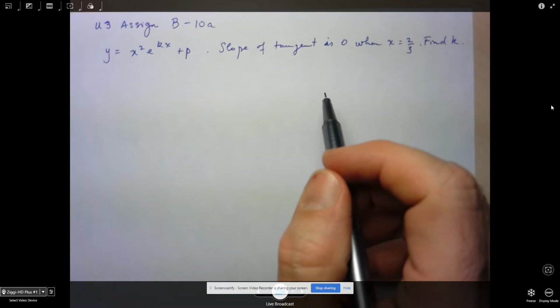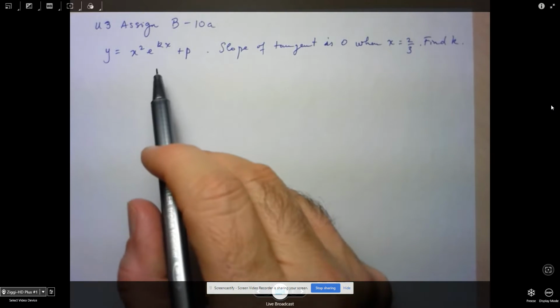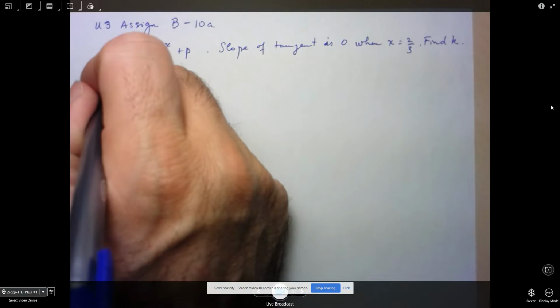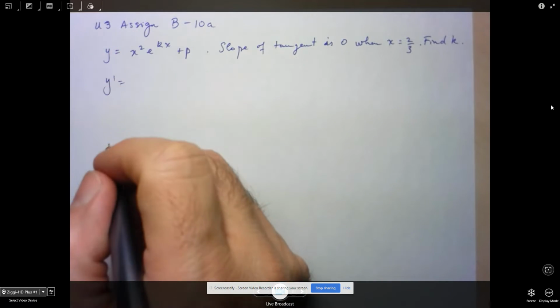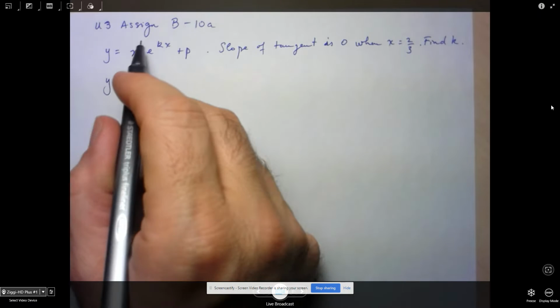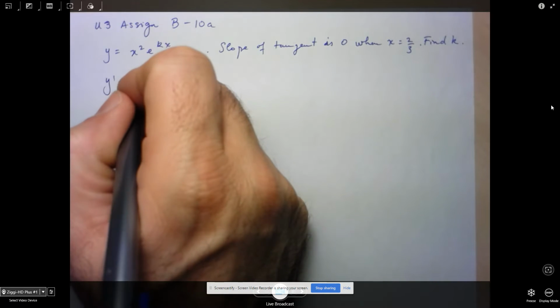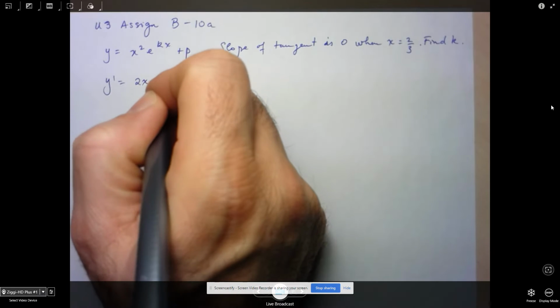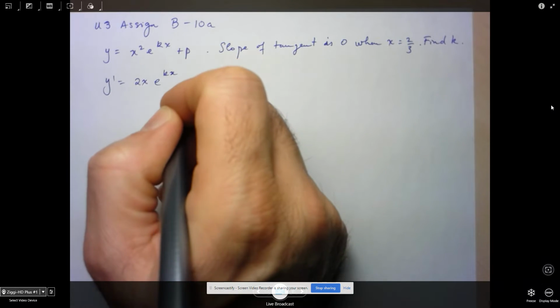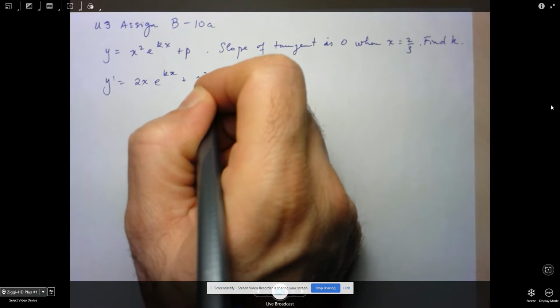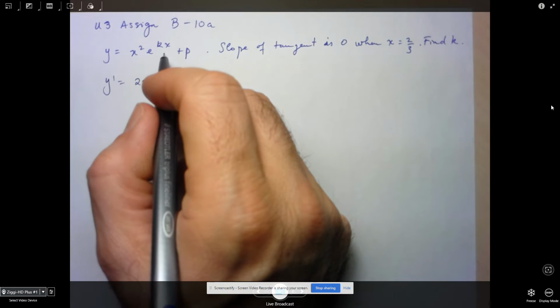Since they're giving us information about the slope of the tangent, we're going to be working with the derivative. So we'll start by taking the derivative of this function. We'll have to use the product rule in the first part. So the derivative of x squared is 2x times the second function, e to the kx, plus first function x squared times the derivative of e to the kx.